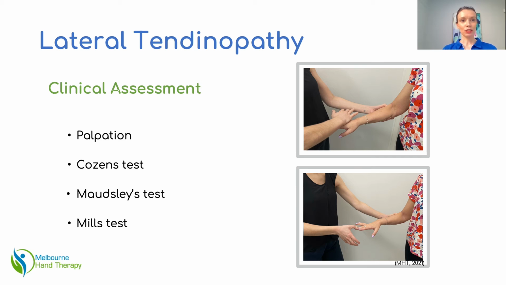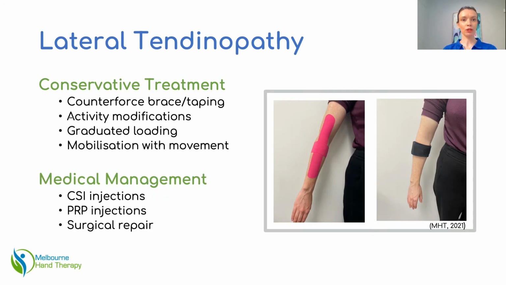The next test is Maudsley's test. The examiner resists middle finger extension whilst palpating the lateral epicondyle. And lastly, there's Mills' test, where the patient is seated with the forearm at their side and the wrist pronated, and the examiner passively flexes the wrist while in pronation.